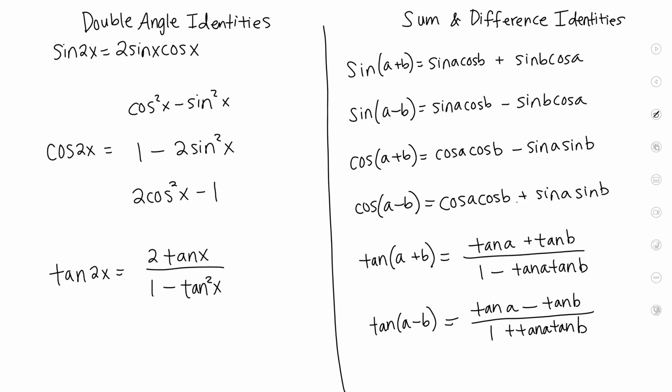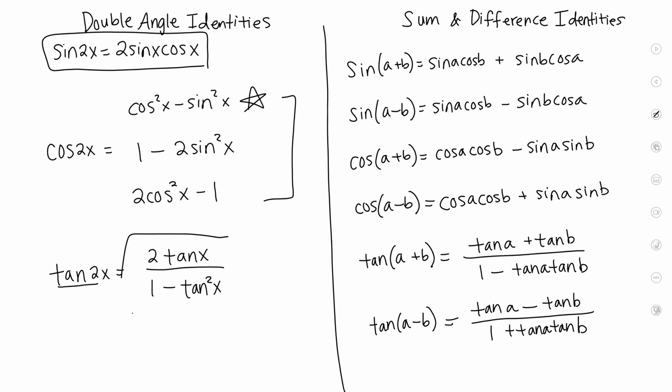So we have the double angle identities. Sine of 2x is equal to this. Cosine of 2x, the main one that we use is this one, but these are the three different ways that you can write it. They're all equivalent. And then tangent of 2x is equal to this.